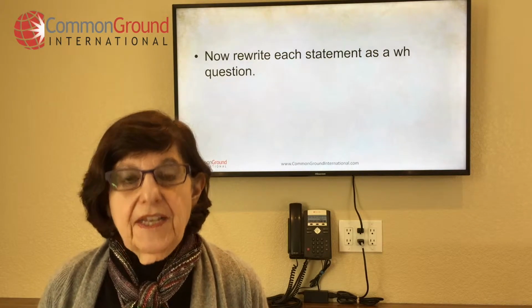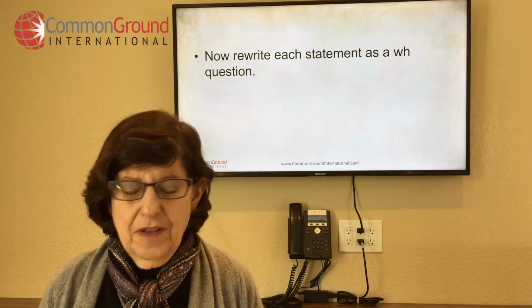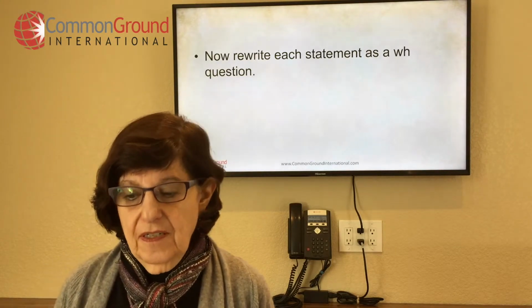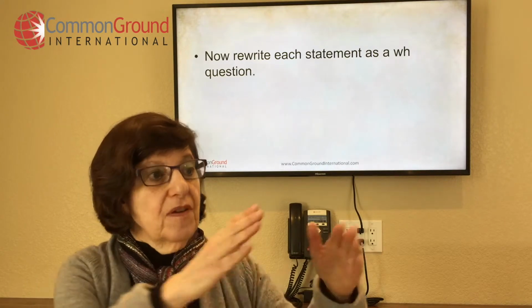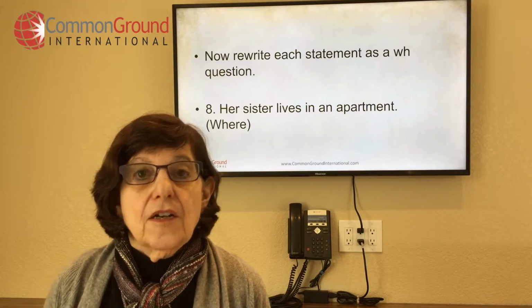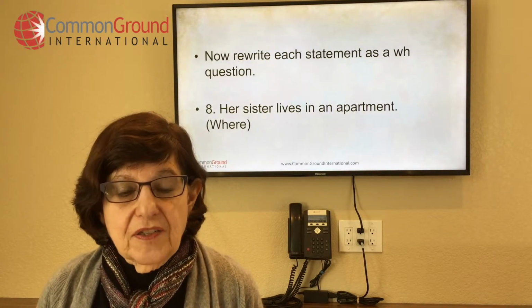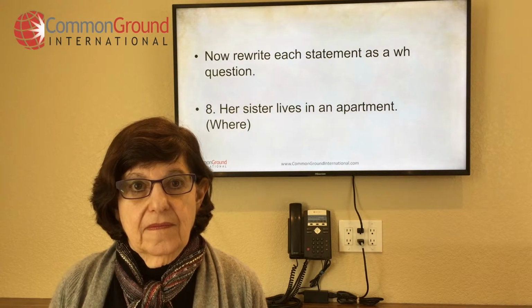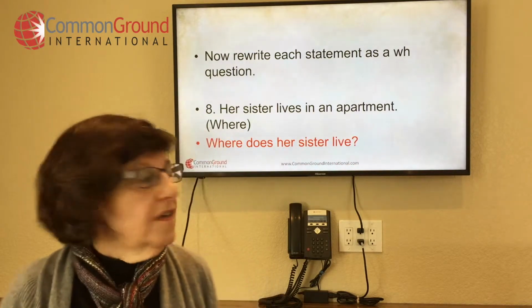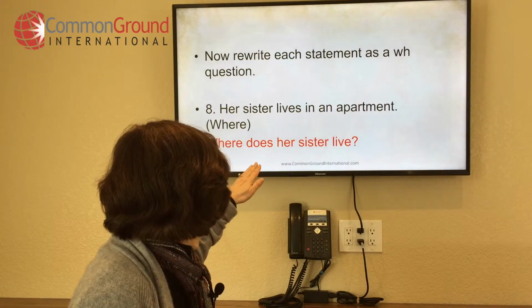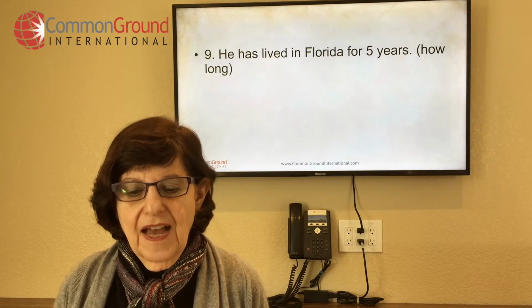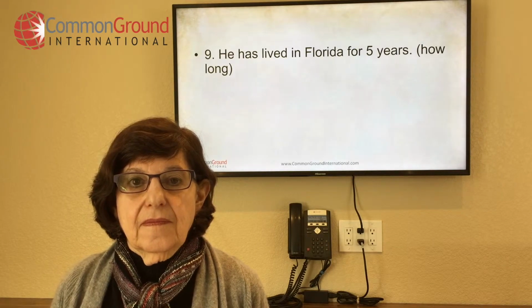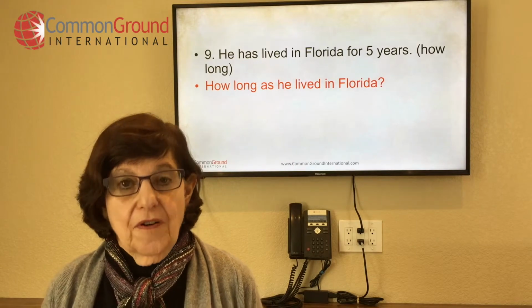Okay. Now we're going to rewrite each statement as a WH question. I will give you which WH word to use. Remember, it's the same as the yes-no question: auxiliary, subject, base form. You put the WH in front of it. Her sister lives in an apartment. You're going to make a where question out of that. Where does her sister live? Where, WH, auxiliary, subject, base form, in an apartment. You've seen these sentences before. He has lived in Florida for 5 years. How long? How long has he lived in Florida? For 5 years.